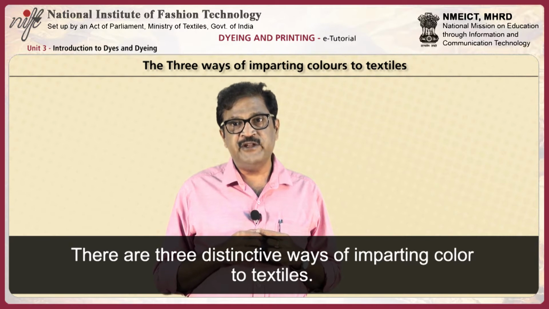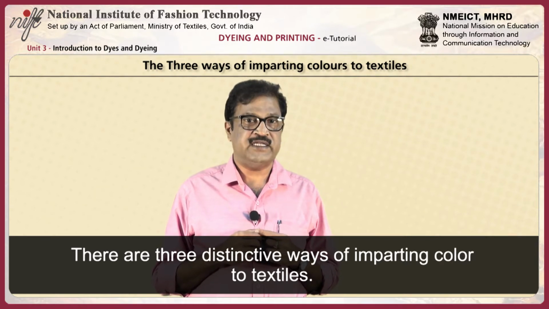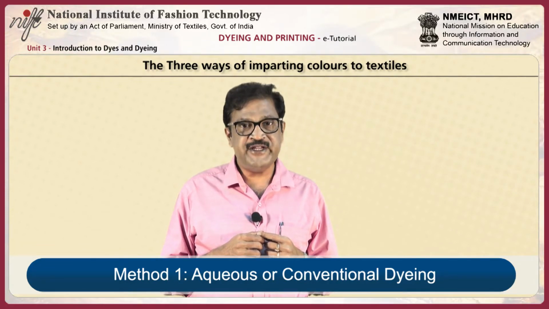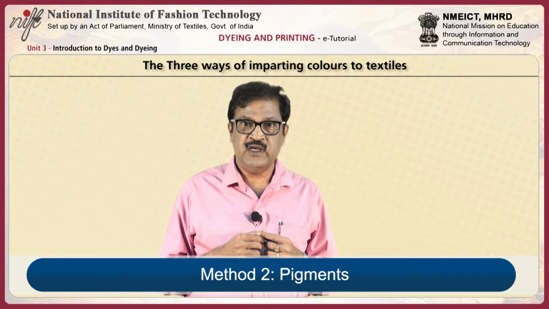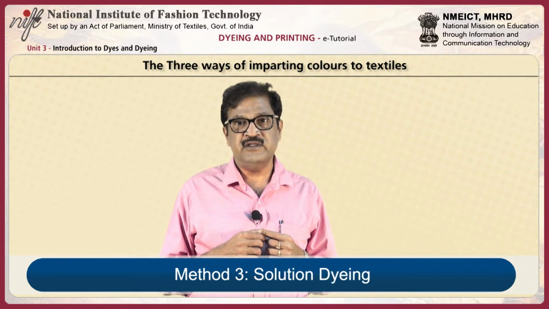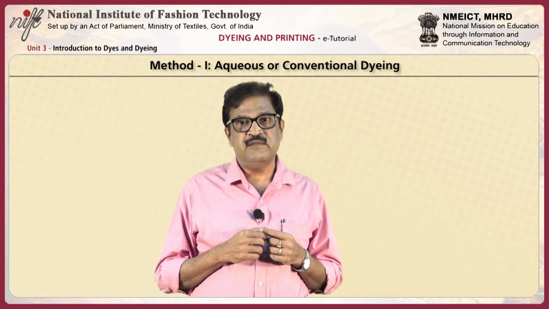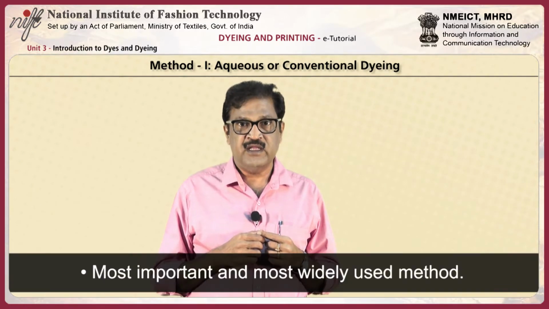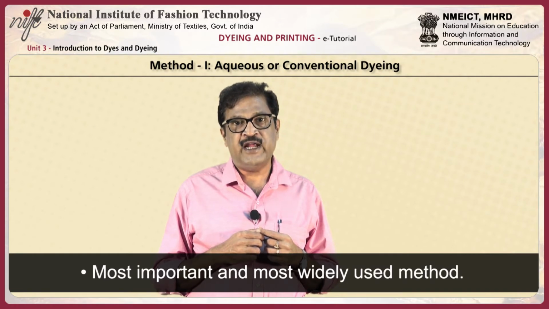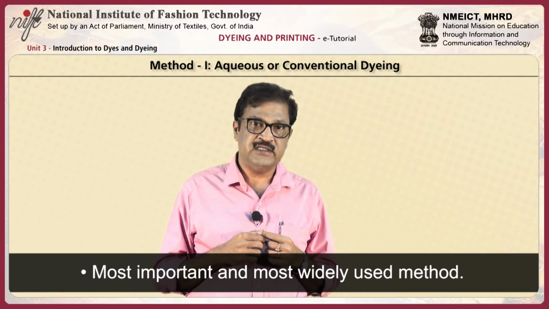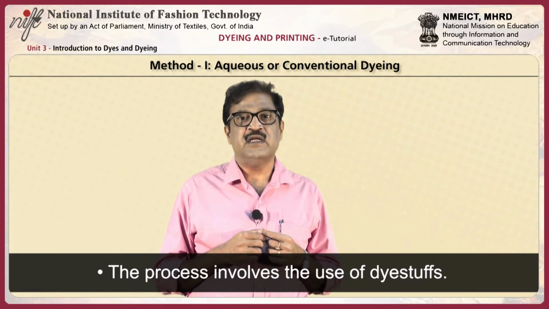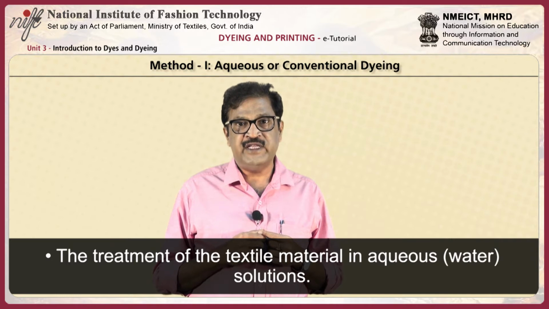There are 3 distinctive ways of imparting color to textiles. Method 1, aqueous or conventional dyeing. Method 2, pigments. Method 3, solution dyeing. Method 1, aqueous or conventional dyeing. This is the most important and most widely used method. The process involves the use of dye stuffs. It involves the treatment of the textile material in aqueous water solution.